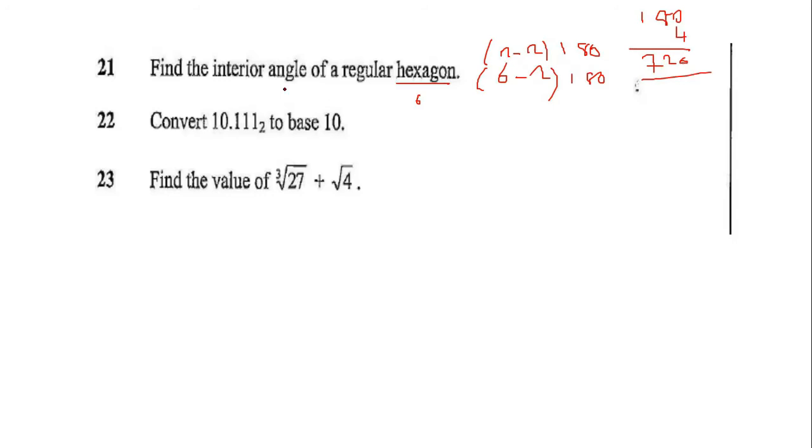Now, because we are just trying to find one interior angle, and it has 6 sides, you are going to divide by what? By 6. So 6 into 7 is 1. Then you carry 1. Then 6 into 12 is 2. Then 6 into 0 is 0. So you have your 120 degrees.